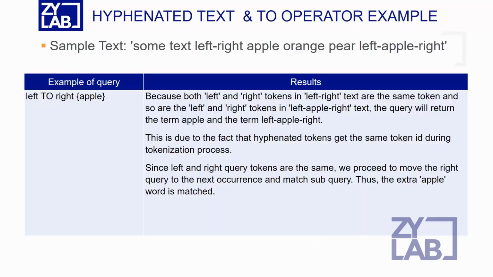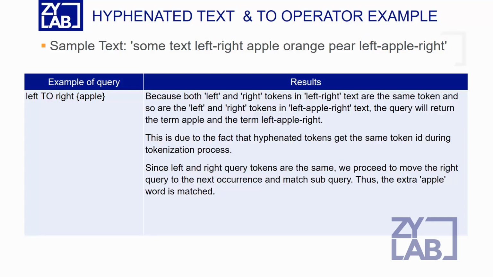Hyphenated terms are given the same token ID and therefore searched as one term. In the sample text, left-right and left-apple-right have single token IDs and would be treated as single terms. The to operator allows you to search for terms that occur between two defined terms.